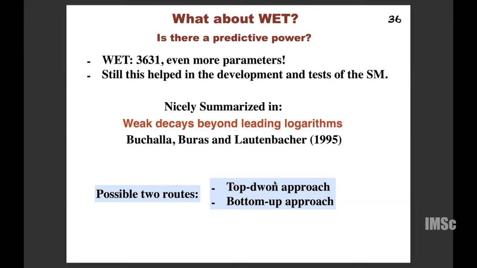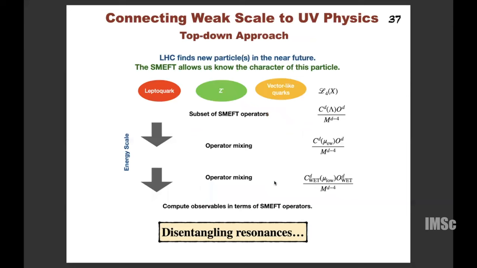There are two possible routes. One is top-down, and the other is a bottom-up approach. In the top-down approach, as I said in the beginning, to fix a problem of the standard model, you often propose a new particle. People have proposed different theories and different particles.